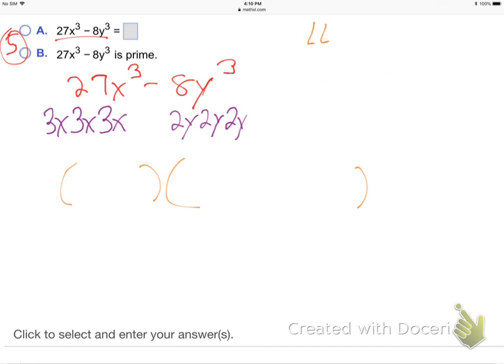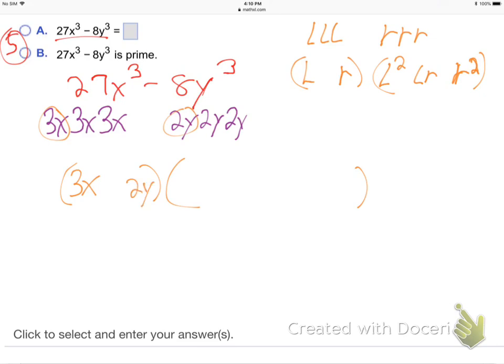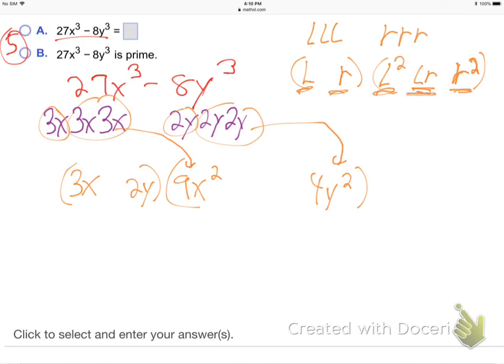The pattern when you have left, left, left, right, right, right is a little parenthesis and a big. 1 left, 1 right. 2 left, 2 right. And then 1 of each in the middle. So 1 left, 1 right. 2 left, 3x times 3x, 9x squared. 2 right, 2y times 2y, 4y squared. And in the middle, 1 left, 1 right, 2 left, 2 right, 1 of each in the middle. So a 3x and a 2y together in the middle makes 6xy. 3x times 2y is 6xy.